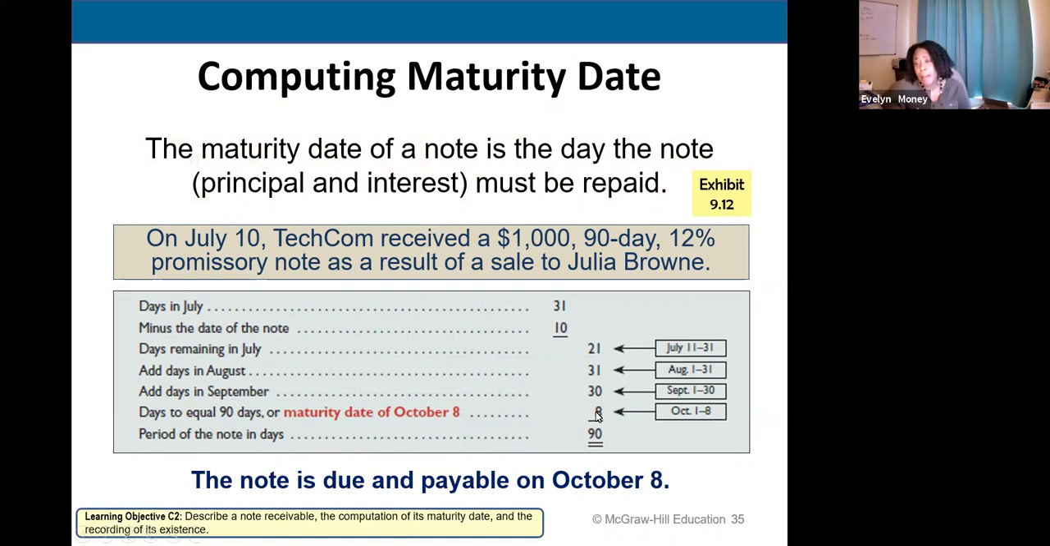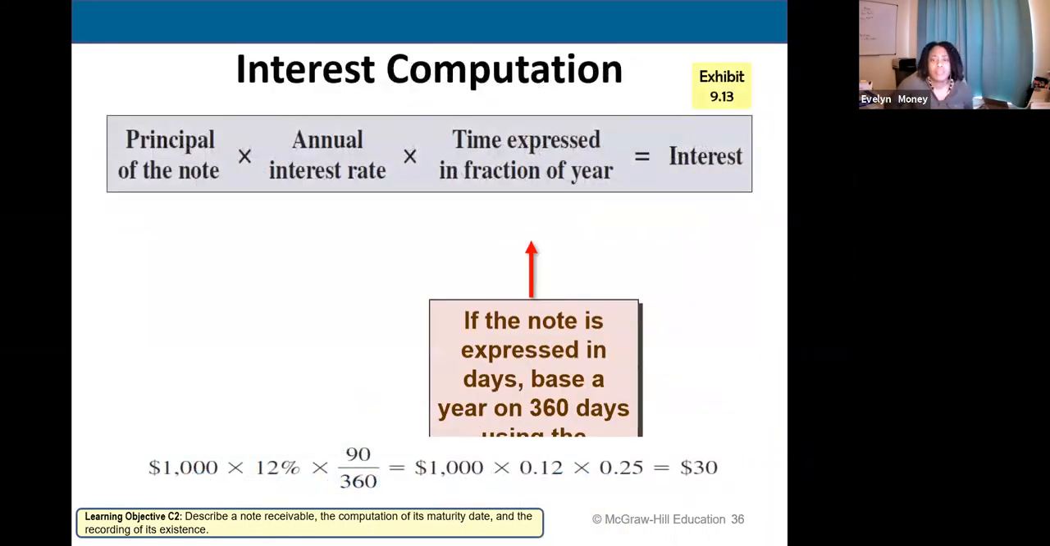I won't ask you to do this. If I happen to give you a problem and they ask you to determine the maturity date, just skip that part.